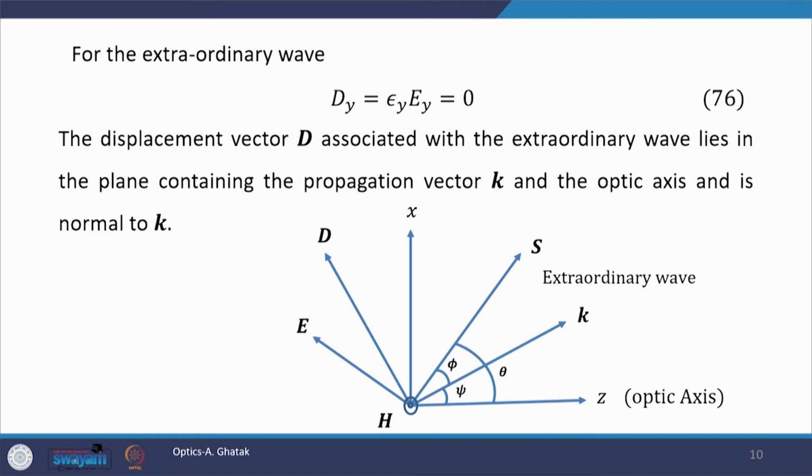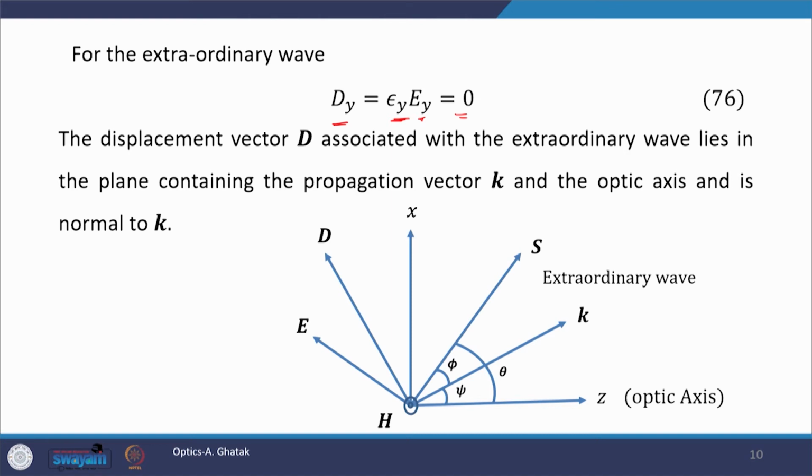Now, for the extraordinary wave, since E_y is equal to 0, D_y which is equal to epsilon_y into E_y would be equal to 0. The displacement vector D associated with the extraordinary wave lies in the plane containing the propagation vector k and the optic axis, and is normal to k therefore.